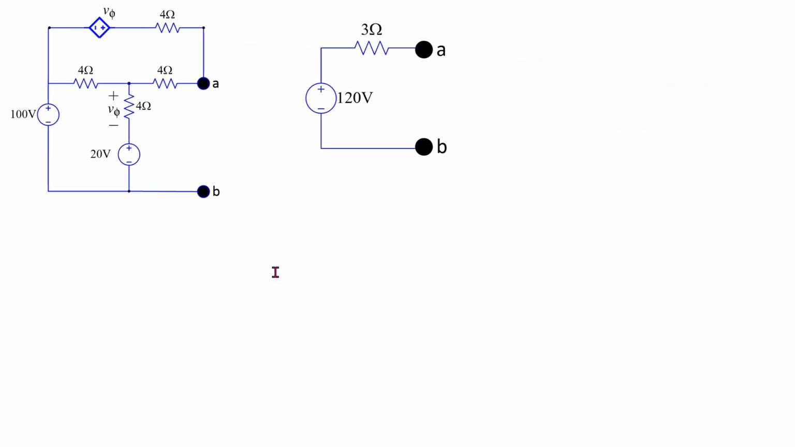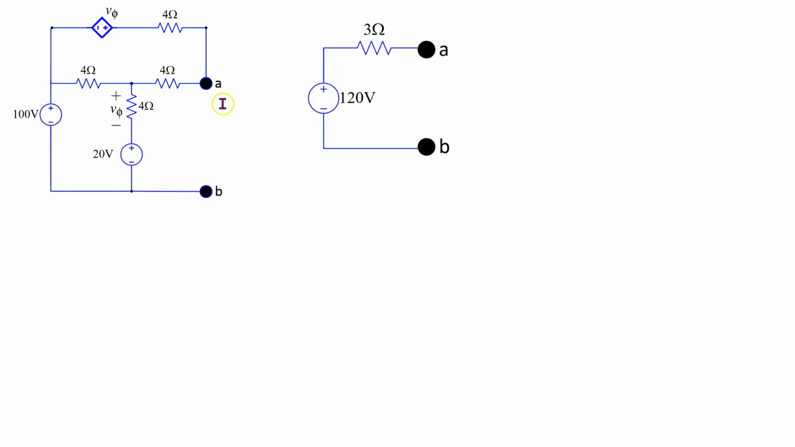Finally, this is the summary result. From the point of view of terminals A and B, these two circuits are equivalent. So this circuit containing 2 independent voltage sources, 4 resistors and 1 dependent source is equivalent to this simplified circuit with VTH 120 volts and RTH 3 ohm.